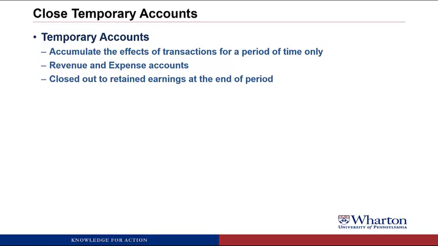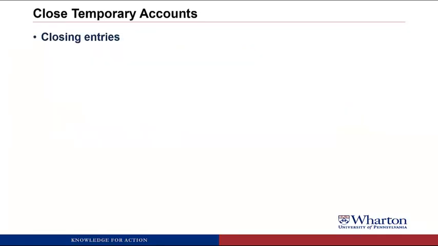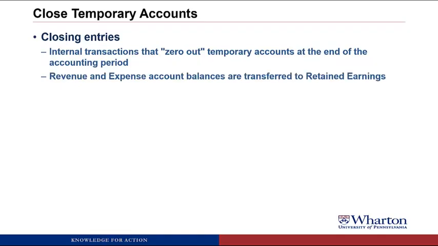These would be the revenue and expense accounts, which then get closed out to retained earnings at the end of the period. Permanent accounts are the accounts that accumulate the effects of transactions over the life of the business. These would be the balance sheet accounts like assets, liabilities, contributed capital, and retained earnings. The actual closing entries are internal transactions that zero out temporary accounts at the end of the accounting period. Again, by internal transactions, we mean this is the accountant sitting at his or her desk. These are not transactions with outsiders. And the goal is to transfer the balances in the revenue and expense accounts into retained earnings.